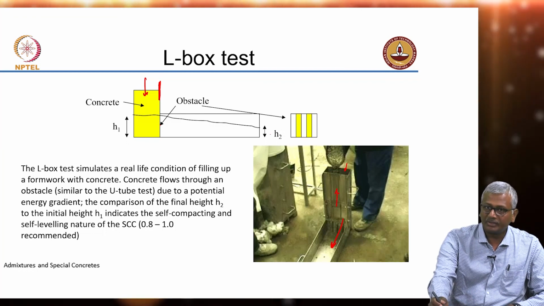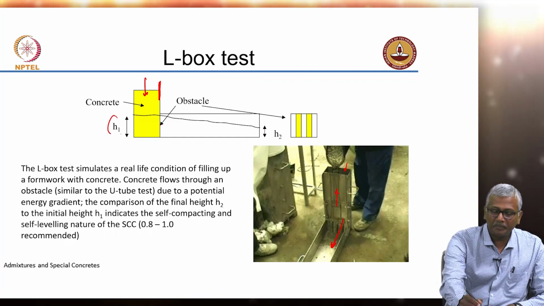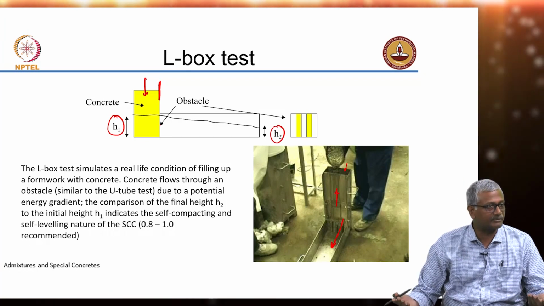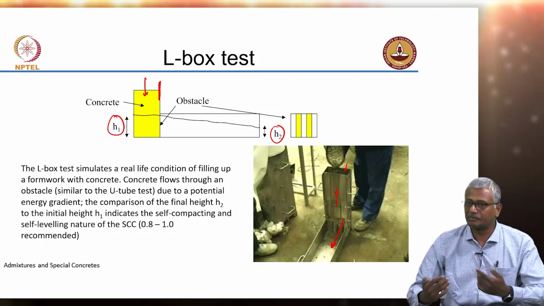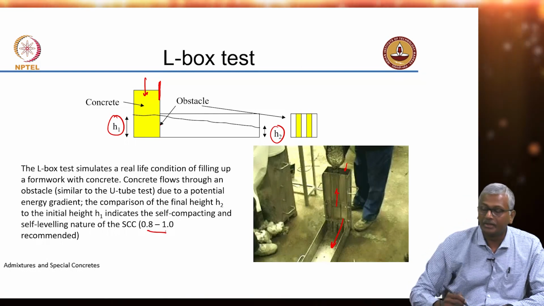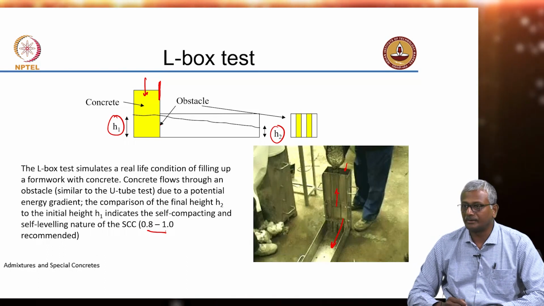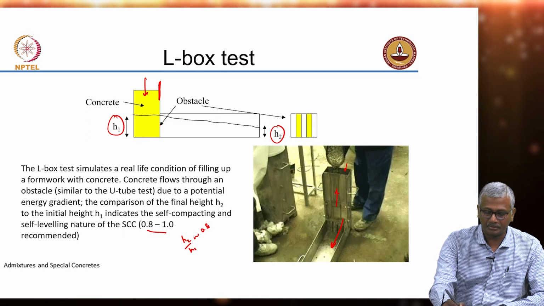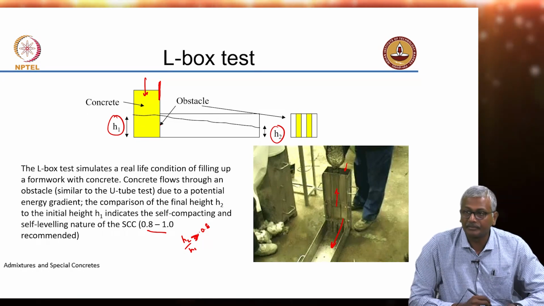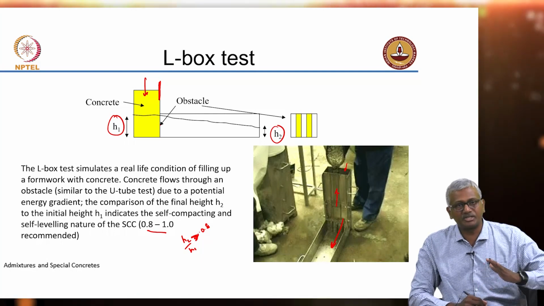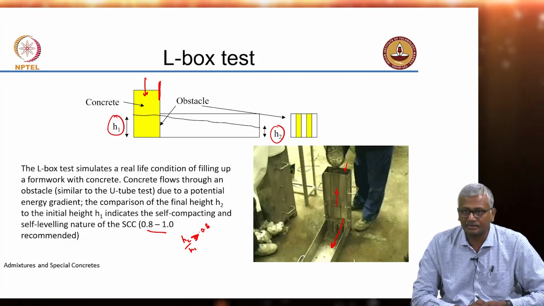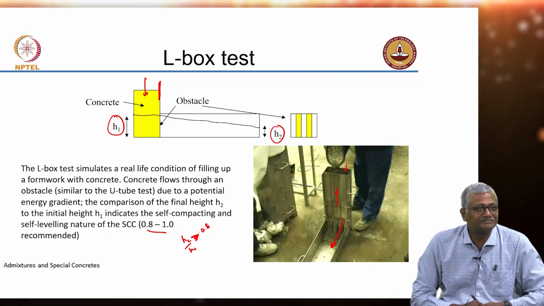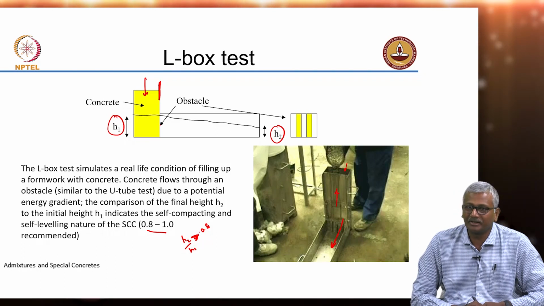After the end of flow, when the concrete reaches the other end, you compare the heights of concrete at both the ends. For perfectly self-compacting concrete, there should be no height difference. But for an acceptable concrete, this H2 by H1 ratio should be 0.8 to 1. So H2 by H1 should be 0.8 or greater than 0.8. That means you should achieve at least 80% of the height on the other side. Now, what if the concrete does not flow to the other end at all? It's definitely not self-compacting, right.